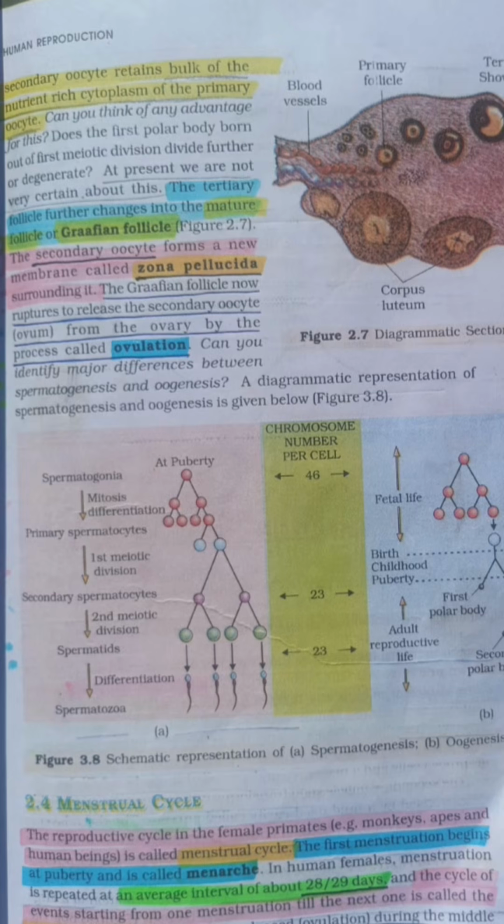The tertiary follicle further changes into the mature follicle or Graafian follicle. The secondary oocyte forms a new membrane called zona pellucida around it. The Graafian follicle now ruptures to release the secondary oocyte, the ovum, from the ovary by the process called ovulation.